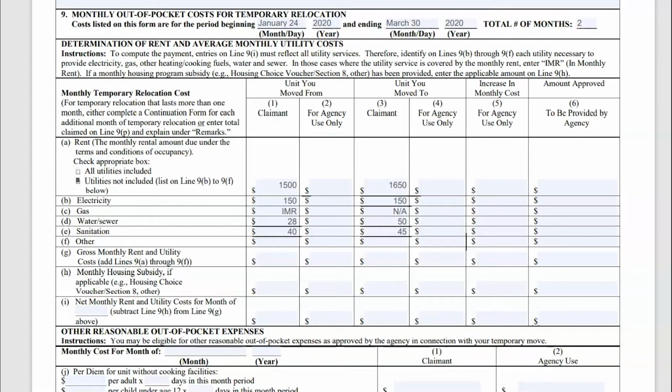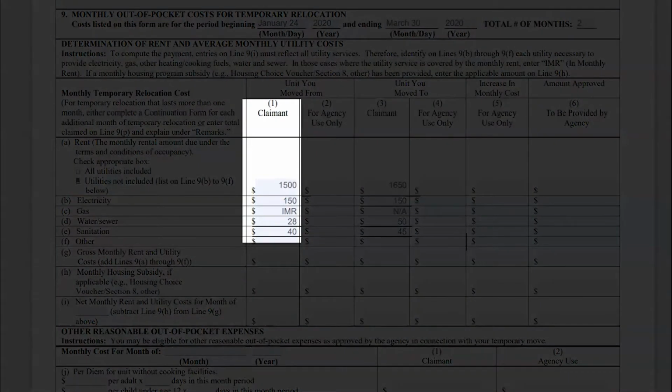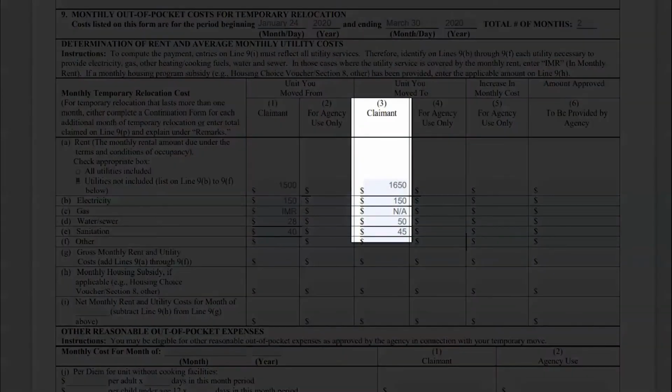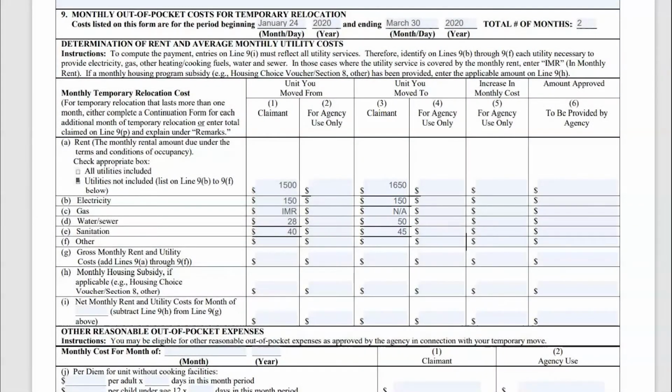You can see in our example how the claimant input their rental and utility costs for both the unit they moved from and the unit they moved to temporarily. At their previous unit, gas was included in the monthly rent, so they input IMR in the cell. And in the unit they moved to, they had no gas, so they input NA.